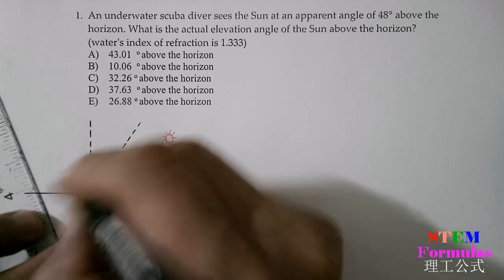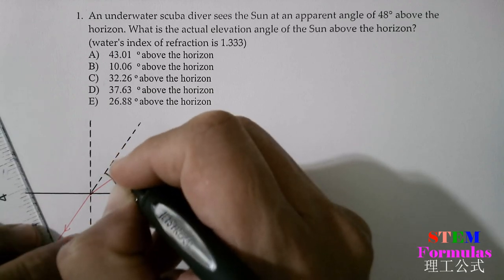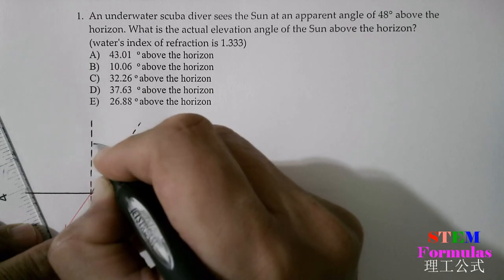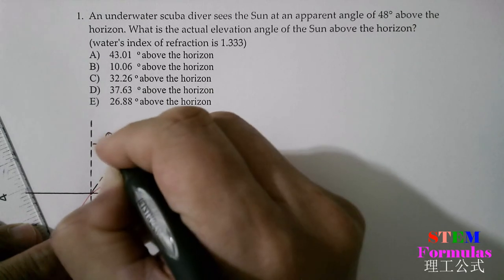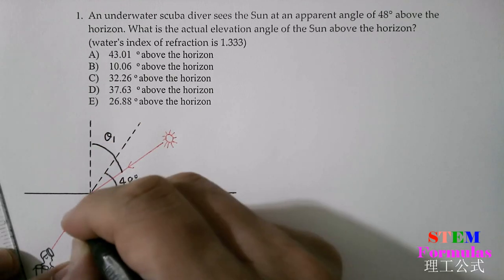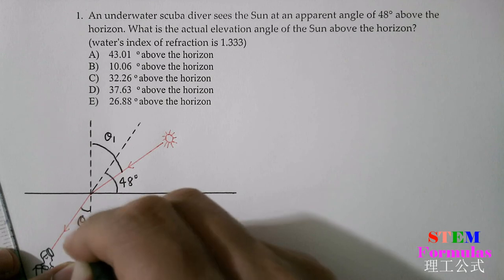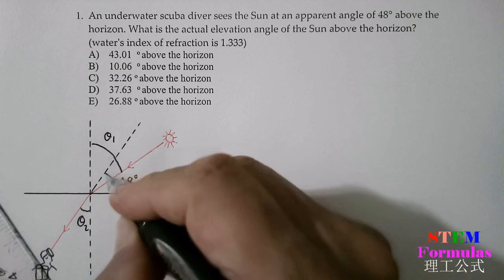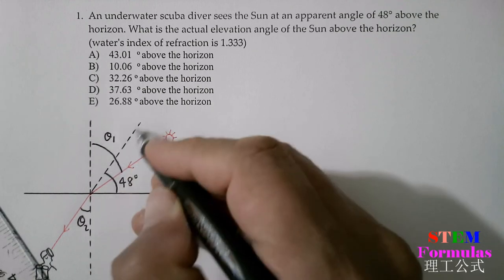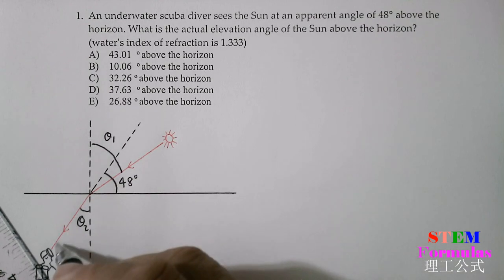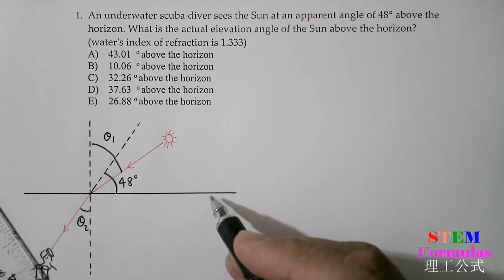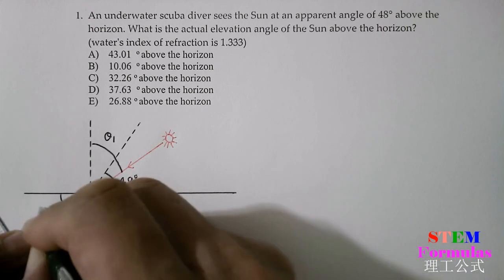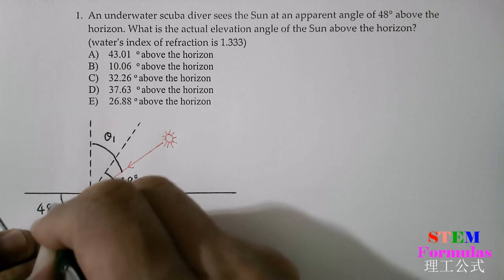And this angle I define as theta 1. And this angle I define as theta 2. So, if this angle is 48 degrees, this line and horizontal to the water surface, so this angle is also 48 degrees.